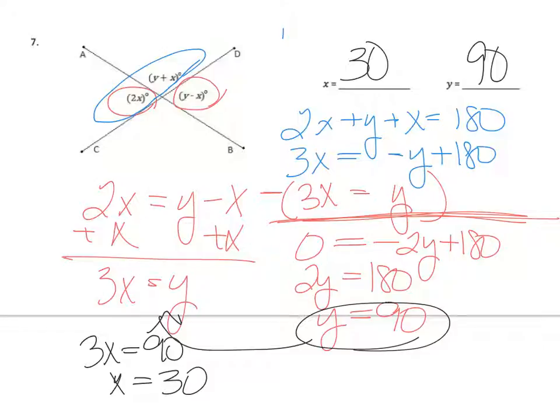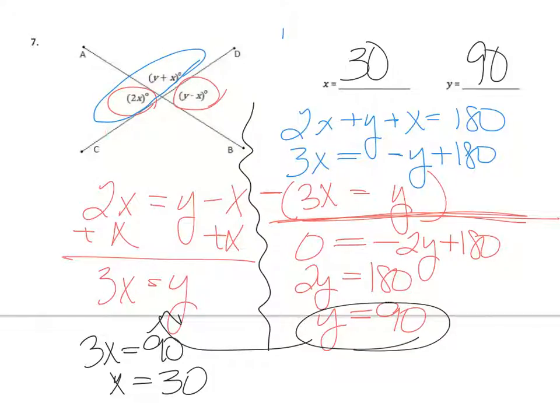First of all, let's look at what I circled in red. These are vertical angles. We know that vertical angles are equal. So right here, I set them equal to each other. Let me draw a line here. So we have 2x equals y minus x. I added x to both sides and got 3x equals y. Stop there.